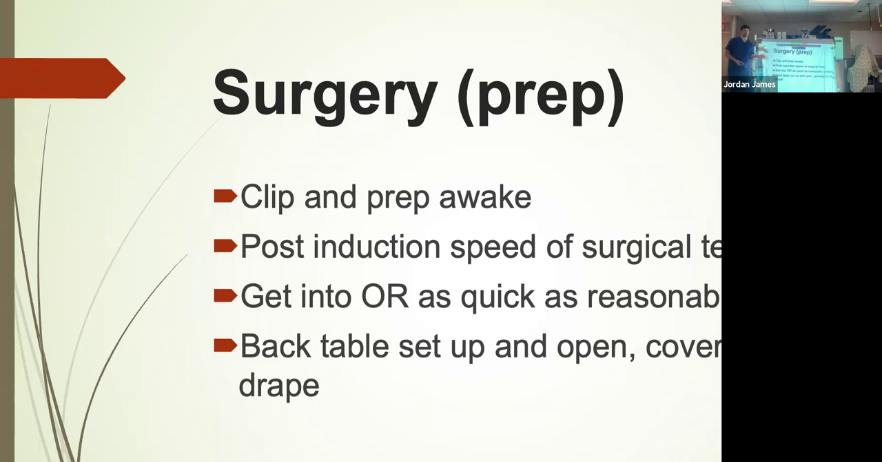So we want to make sure we get into the OR, maybe have the back table set up depending on how things are, and then covered maybe with a sterile drape. That way we don't contaminate it as we're rolling in. But having things as ready to go as possible is going to be of benefit for the patient, because as soon as they're on their back and we're having to ventilate for them, we want to get in there and reduce it so that we can make them as stable as possible. So we just want to be ready to go.